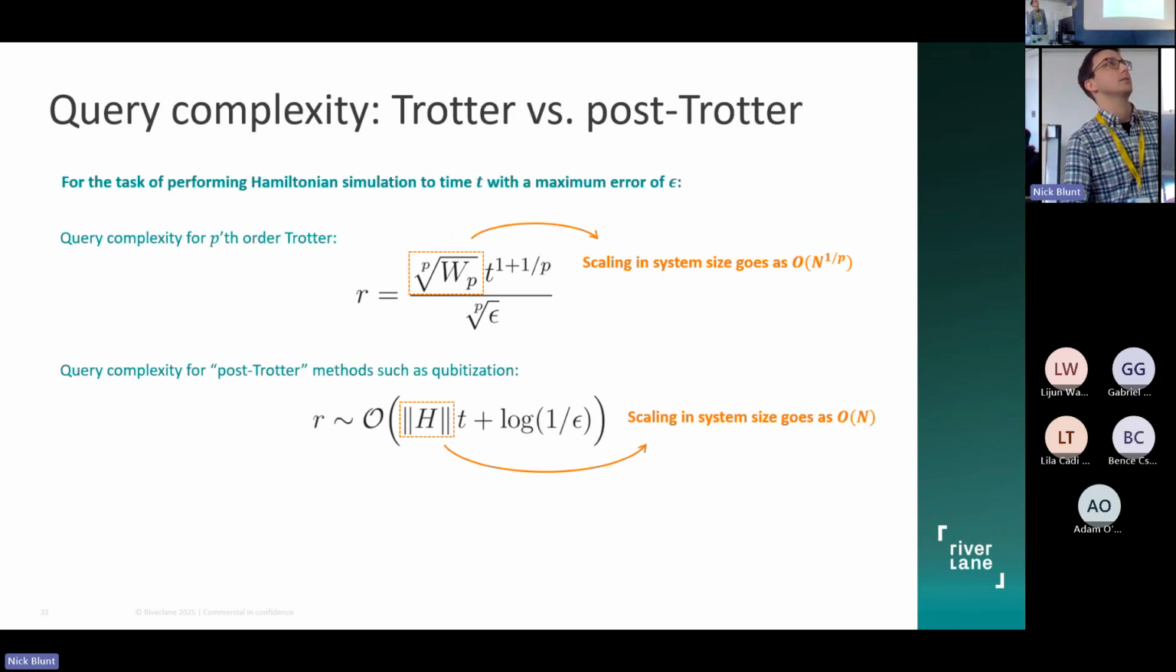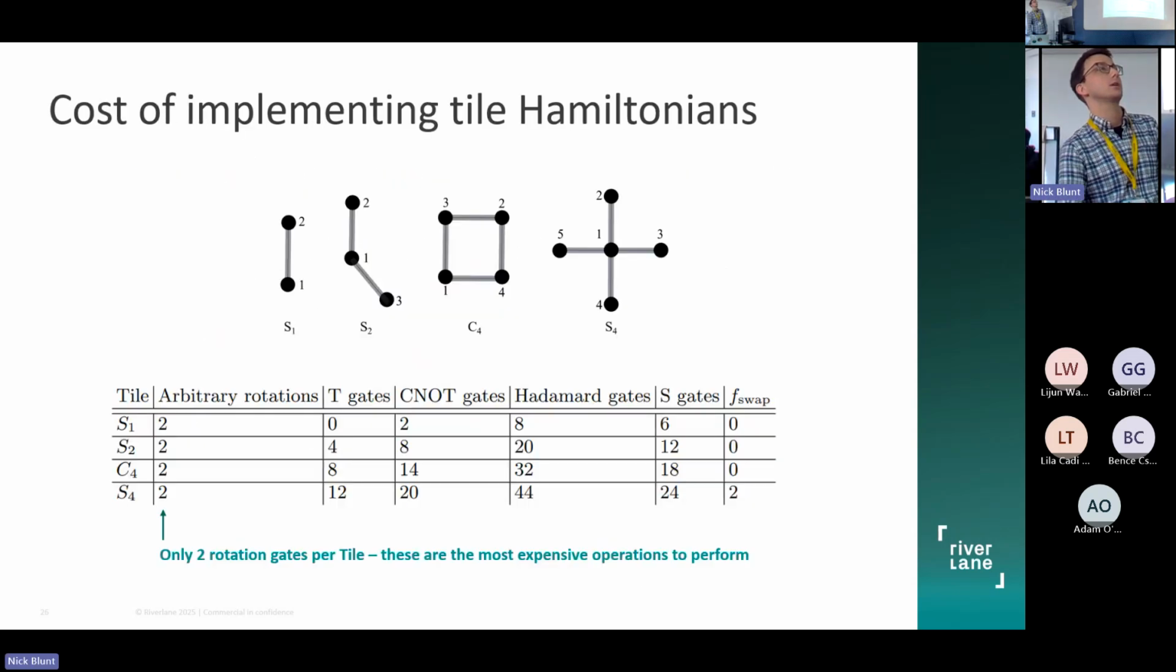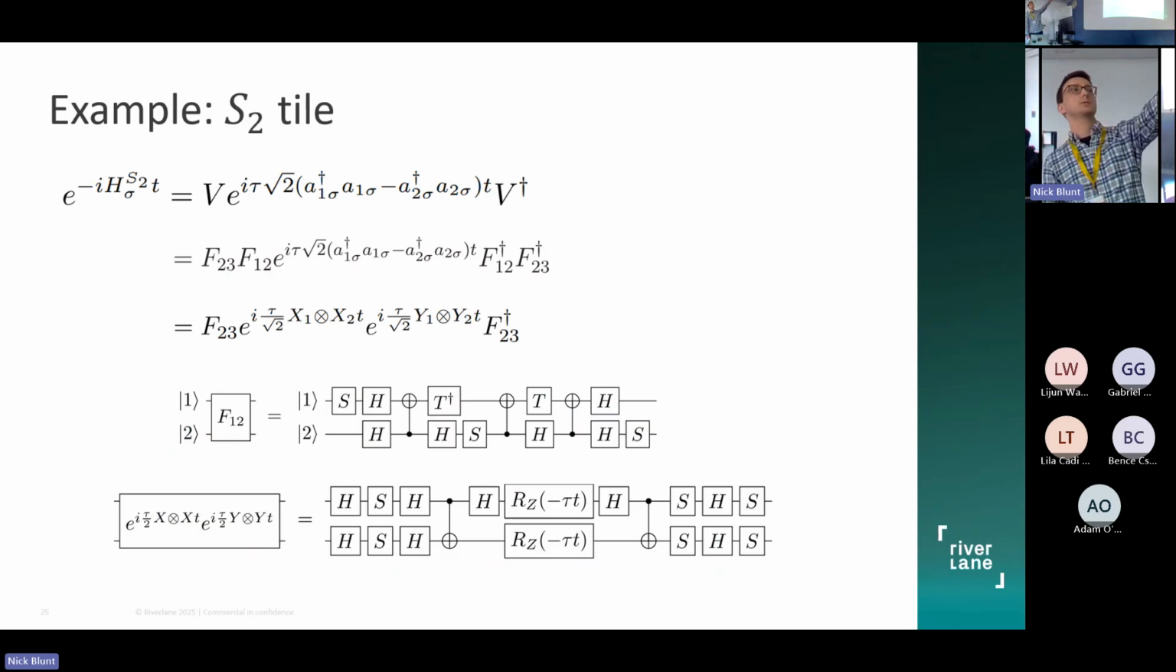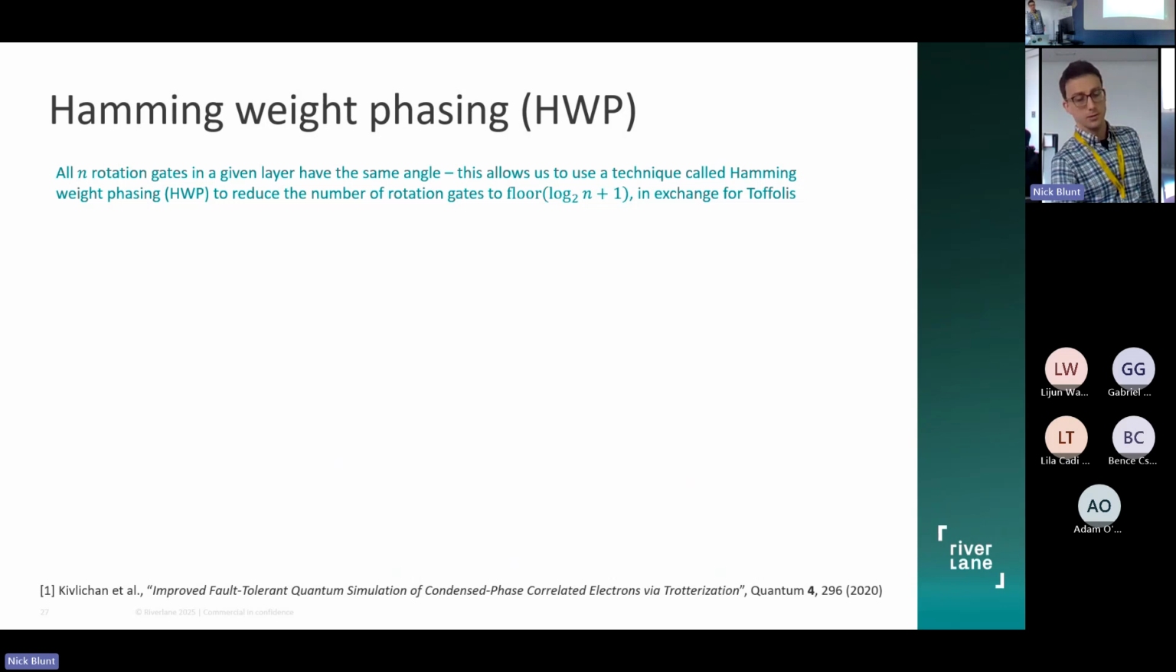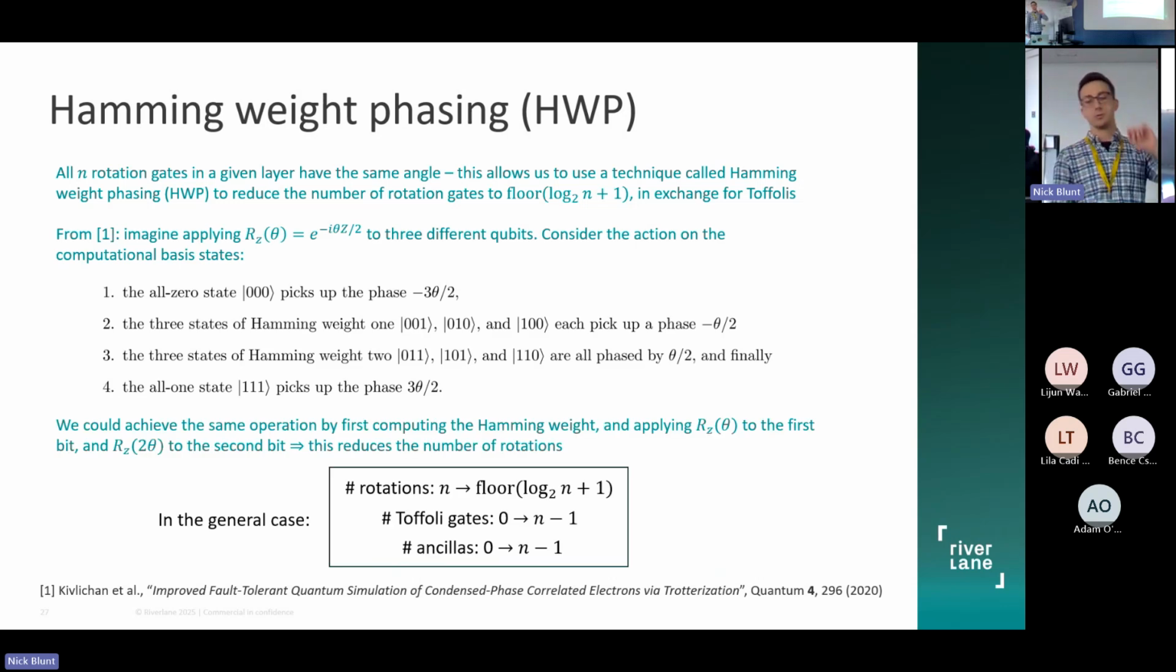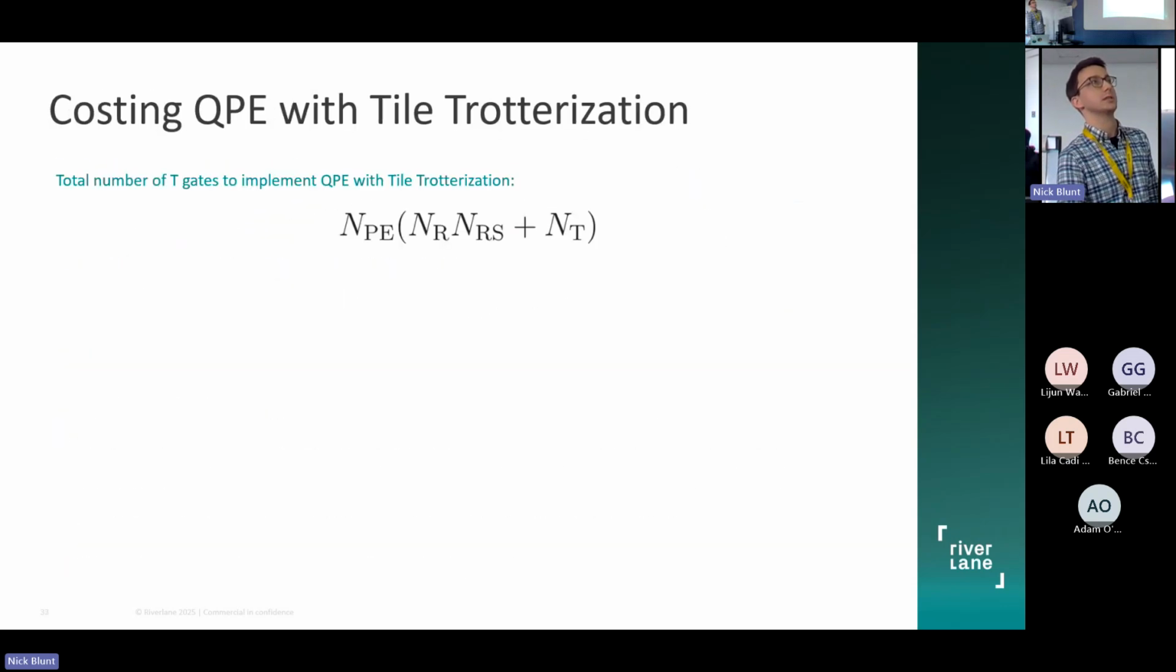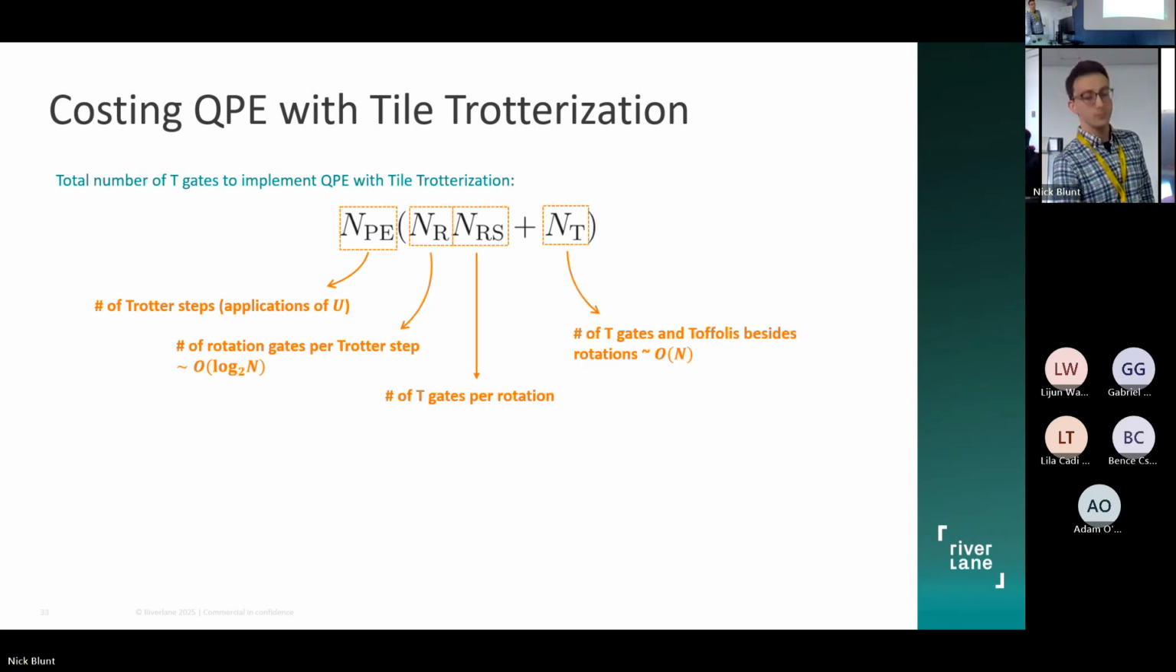So if I go back quite far to look at these tile Hamiltonians, you have the rotation gates, but we also have 2 T gates in implementing this F_ij operator. And then we also have order n Toffolis to do the Hamming weight phasing. So that's the 2 contributions to this term N_T. And then the number of applications of phase estimation is a bit more tricky. So delta E_PE is the precision from phase estimation that we're targeting. So phase estimation has some finite error to it.